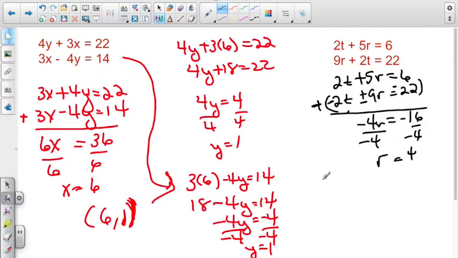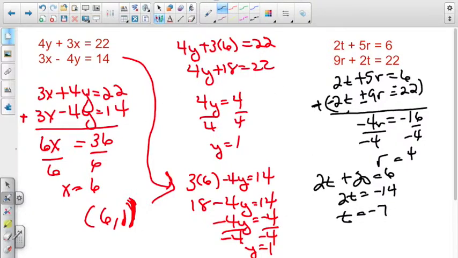Well, in this case, I'm going to come up with 2t plus 5 times 4, which is going to be 20, since r is equal to 4, is equal to 6. So that means that 2t is equal to, subtracting 20 from both sides, negative 14. I believe that's what that's going to be, which means t is going to equal negative 7.